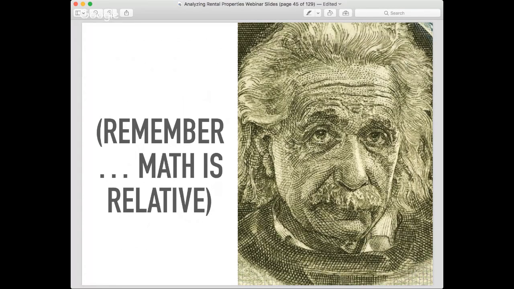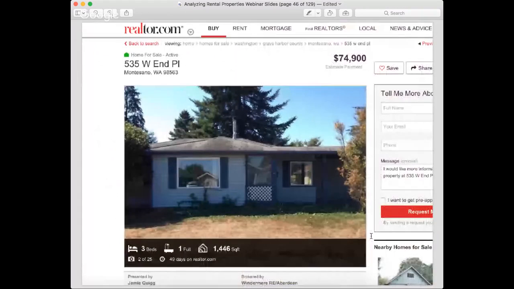The property is like $74,000. It's on the cheaper end for a property. I mean, it's a fixer upper, but it's still on the cheap end. But don't let that throw you off. Don't let that stop you and say, you know what, I can't do this because Brandon's property doesn't meet what I see in my area. Don't worry about it. Numbers work anywhere. So here's the property we're looking at: 535 West End Place. It's a cute little house there.